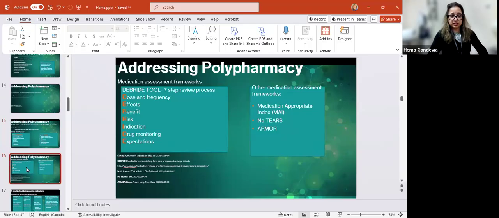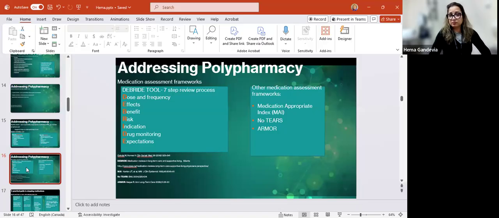So, talking about medication assessment frameworks, you have the tool called the DBRIGHT tool, which is a 7-step review process, which all of us should try to incorporate in our practice. The 7-step review process would be D for dose and frequency, E for effects, benefit, risk, indication, drug monitoring, and expectation. So, if you try to take a few of the medications and if you feel there's a duplication over there, you would try to see if two medications are doing the same work. Are they giving her more risk than benefit? Then you start eliminating things out.